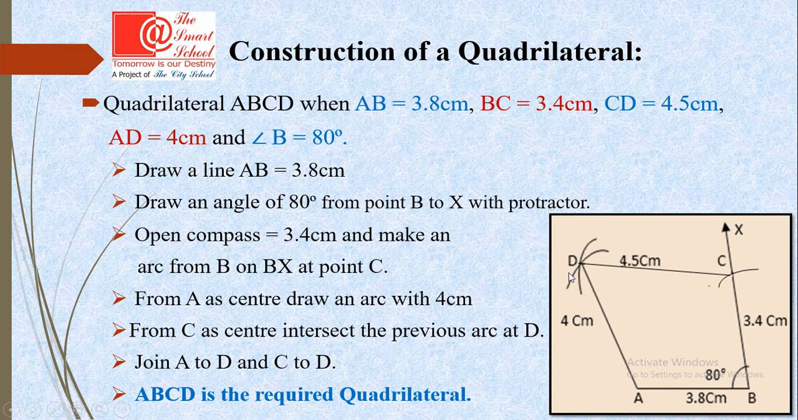Now from point A, open compass with 4 centimeter, or the radius is 4 centimeter, and make an arc over here. Then from C, open compass 4.5 centimeter and make an arc which will cross this first arc at point D. Now join A to D and C to D, because we have already drawn these two, so we will just join these two. Now this ABCD is the required quadrilateral.